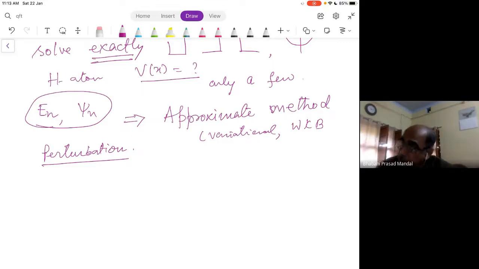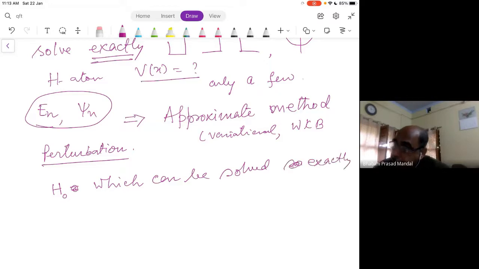The idea is that suppose I know a Hamiltonian H0, which can be solved exactly. Exactly means I can find its energy eigenvalues at the nth level, and the wave function at the nth level. For the time being, let me first tell you what the perturbation is, and then some notation. Whenever I put a zero on the wave function, it denotes that this part is exactly solvable, the solution corresponds to H0.